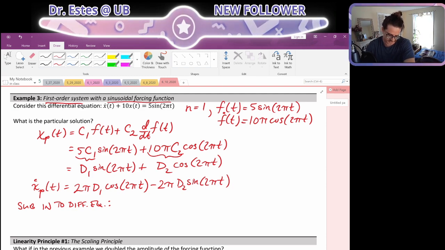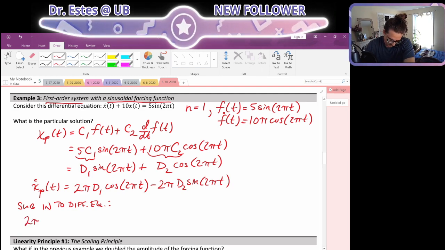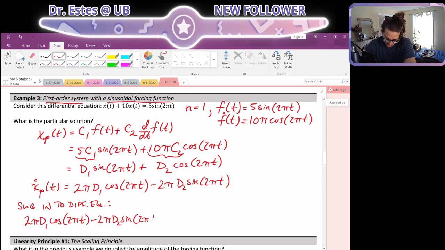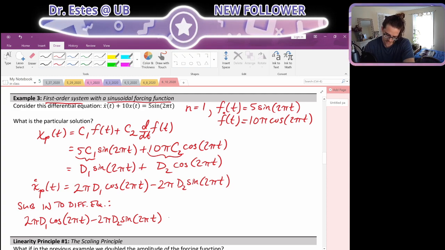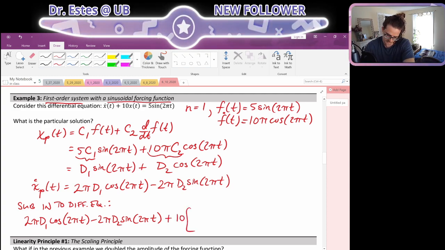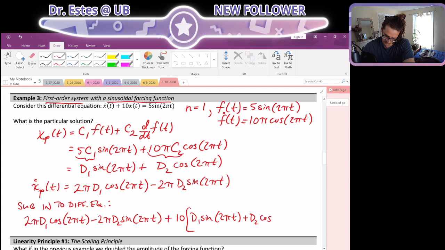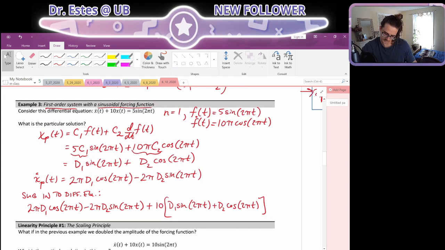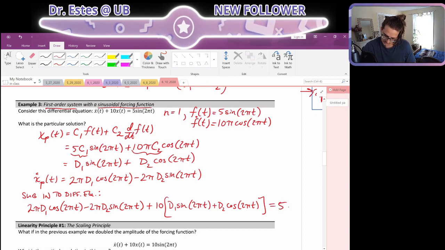Okay, so let's sub this in. So I have 2 pi d1 cosine 2 pi t minus 2 pi d2 sine 2 pi t plus 10 times d1 sine 2 pi t plus d2 cosine 2 pi t. And that's equal to the right hand side, 5 sine 2 pi t.